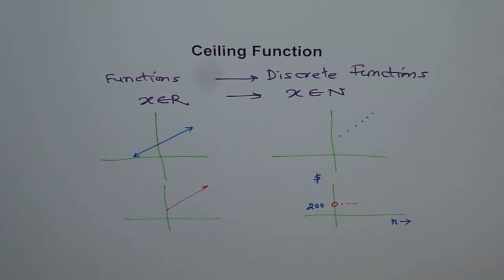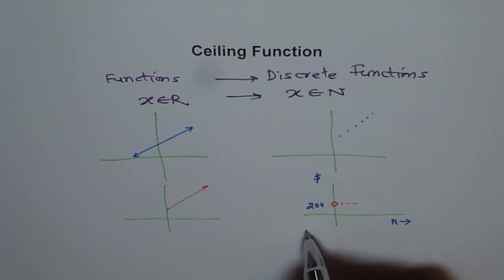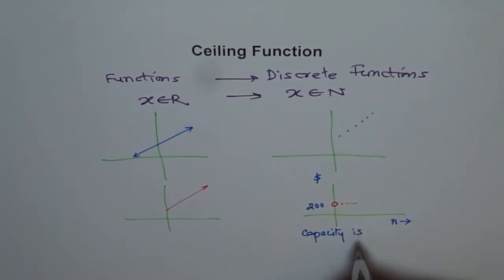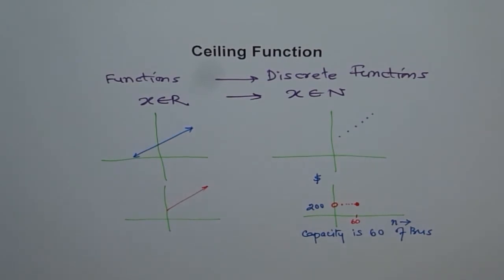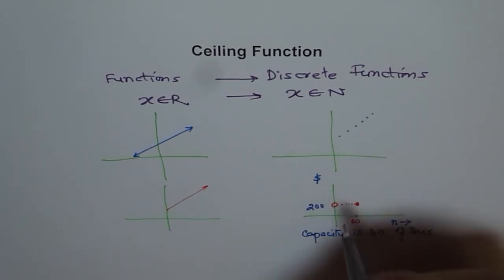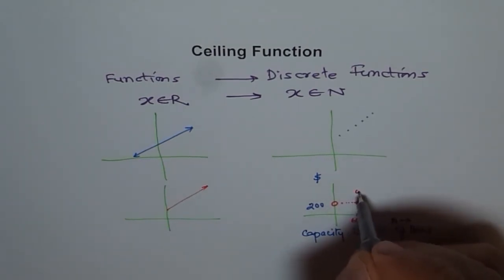Let's say the capacity of the bus is 60, right? So up to 60 students, they can come here. So let's say this is 60. In that case, fine, we fill this up. Now what happens if the 61st student comes? Then we need another bus.